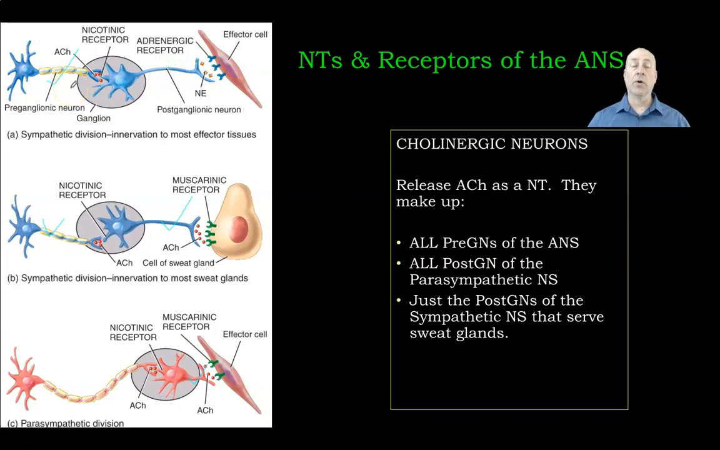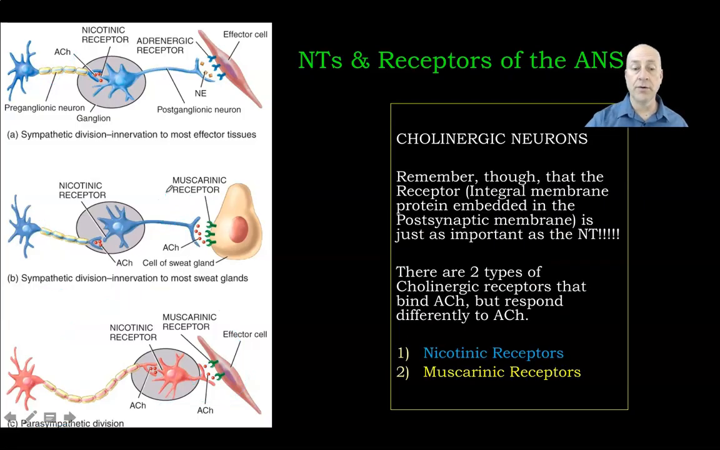But cholinergic neurons, they make up all of the presynaptic or the preganglionic neurons in the entire ANS, both in the sympathetic and the parasympathetic, down here in C. And they make up also the postganglionic or the postsynaptic neurons of the entire PNS. This is all the parasympathetic down here. So the entire parasympathetic, plus just the sweat glands in the sympathetic. Right? So that's where the cholinergic neurons come in.